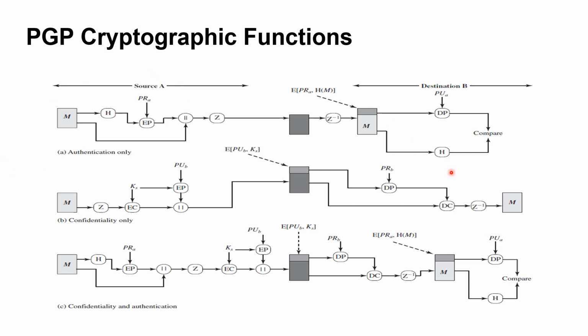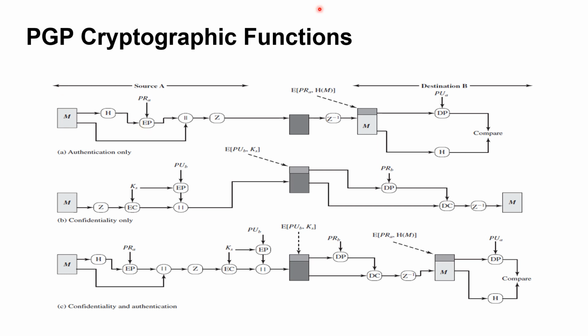This has been depicted in a diagram. The first diagram provides only authentication. When a message has been generated, a hash code is generated. The hash code can be generated using SHA or any other algorithm. After generating the hash code, we apply EP, which is public key encryption, using the private key, since we are using a private key here.